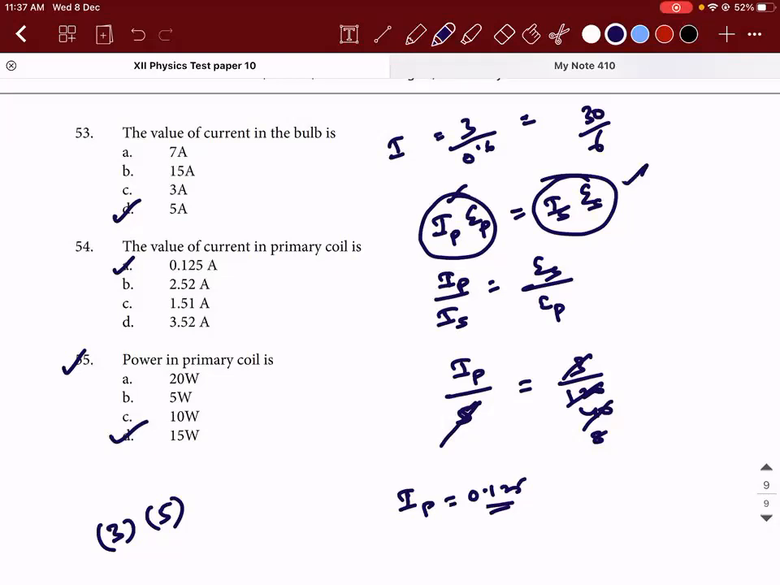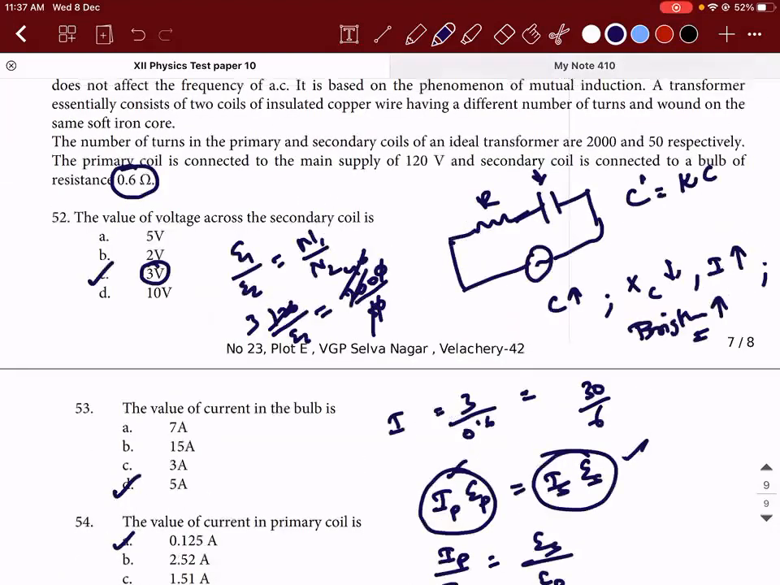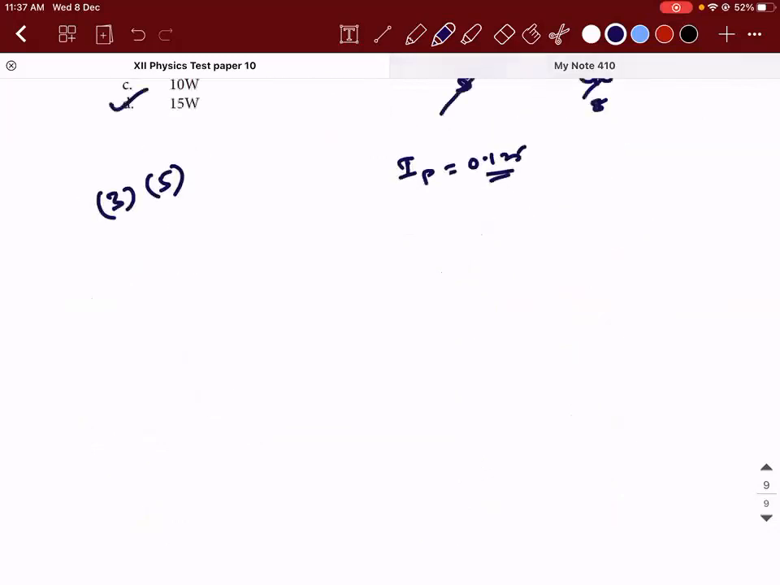Am I clear? Is there anyone having a doubt? Clear, sir. Clear, right? Okay. So this is all about today's paper.